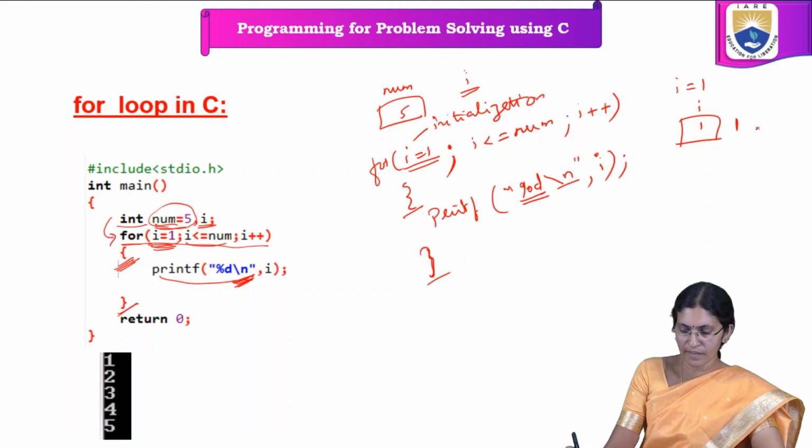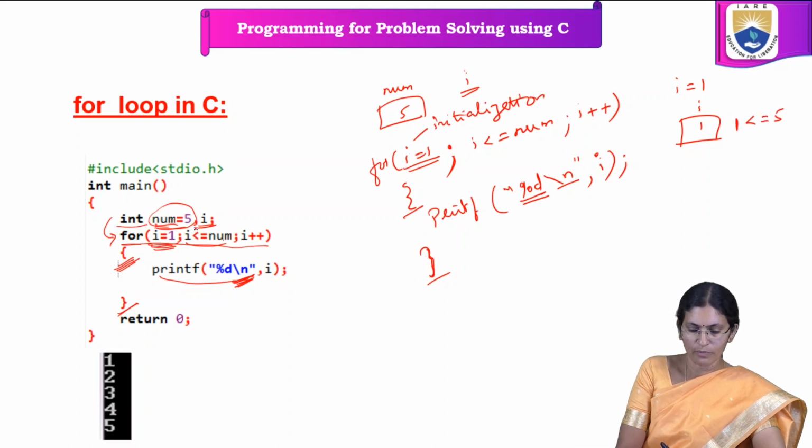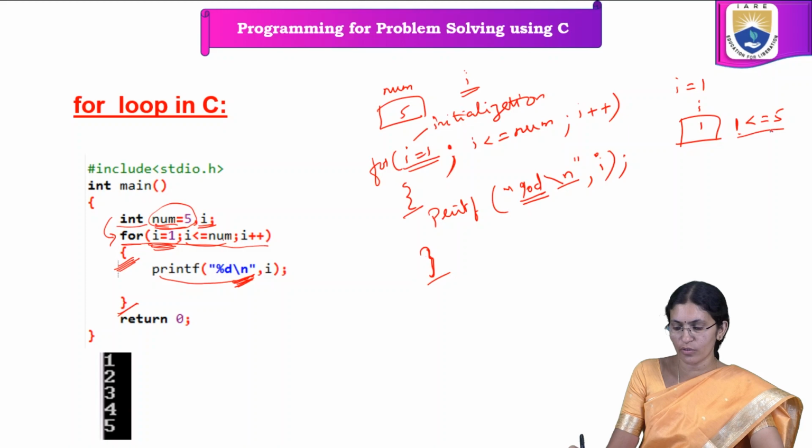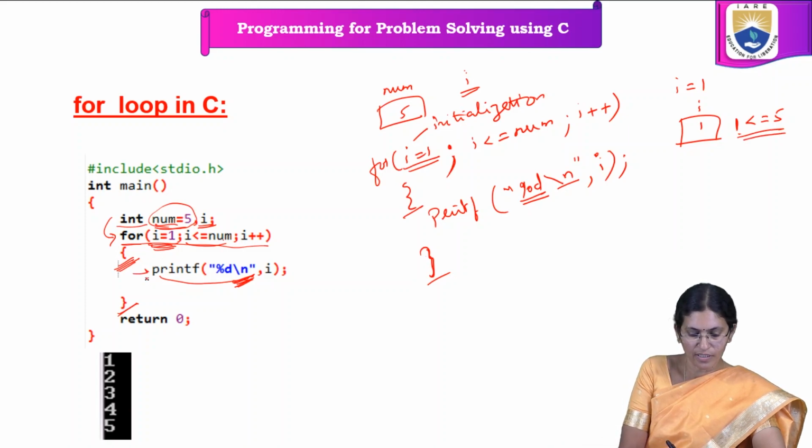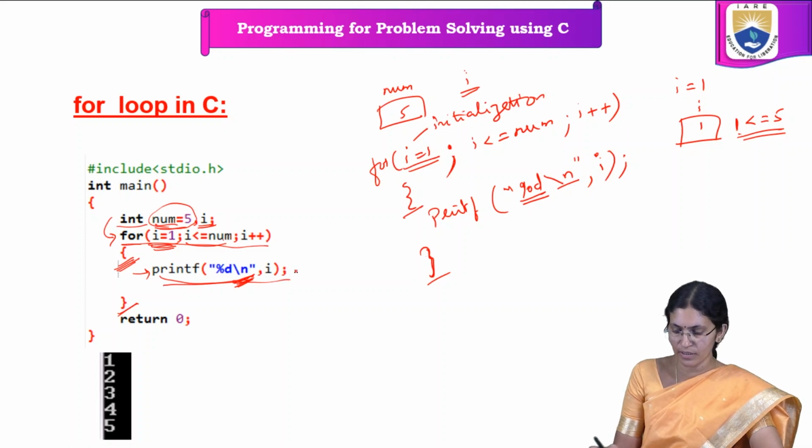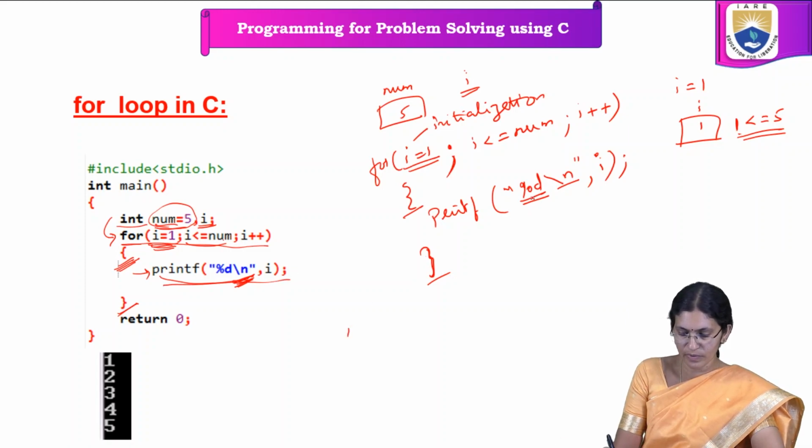I is less than or equal to num. So 1 is less than or equal to 5. So num is equal to 5, therefore 1 is less than or equal to 5. This condition is true. So therefore control is transferred here, this statement will be executed, and I will be printed. So %d corresponds to 1 will be printed.